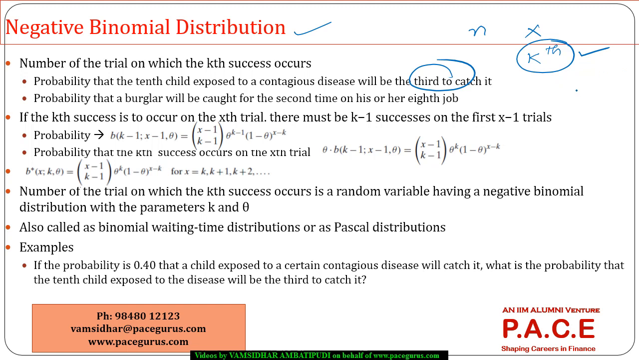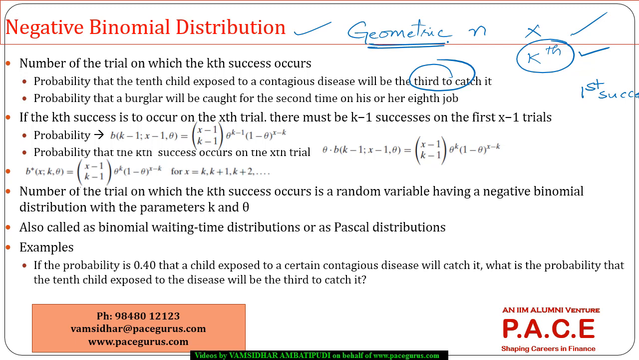Now within this, in general we are calling it the kth success. What is the trial in which the kth success has typically occurred? That is what we call the negative binomial distribution. But within that, if I am focusing on getting the first success, this is a special case of the negative binomial distribution, otherwise called a geometric distribution, which I will be discussing in the next slide. But the geometric distribution is a special case of negative binomial.